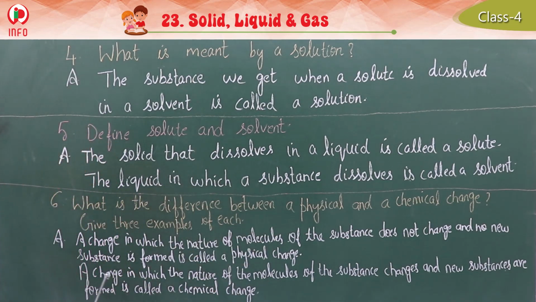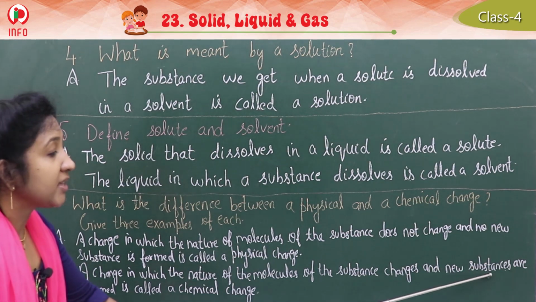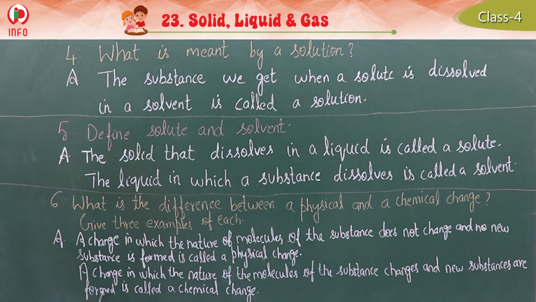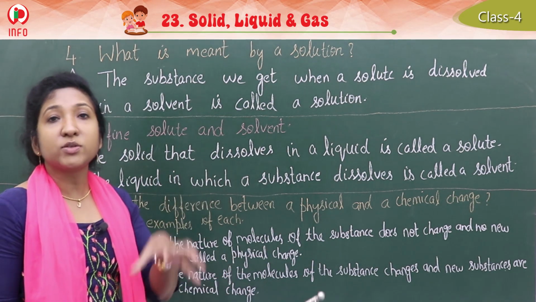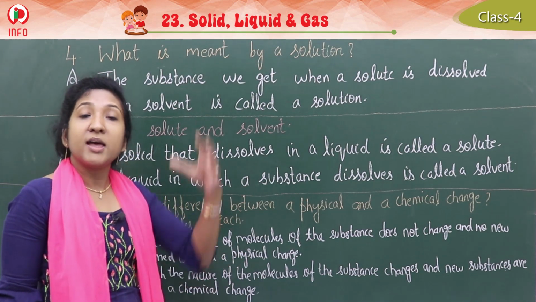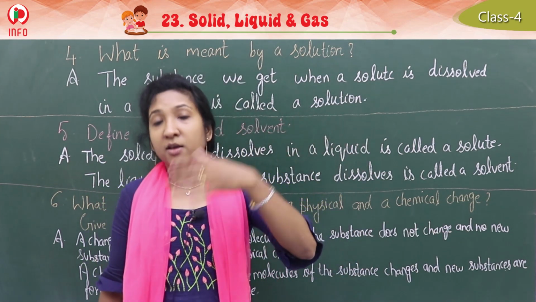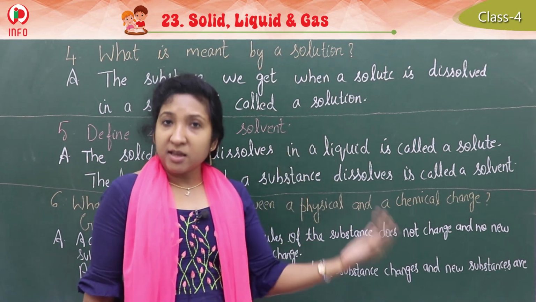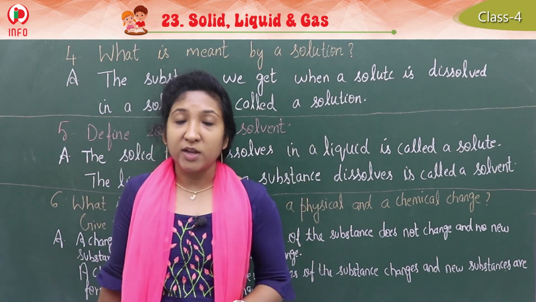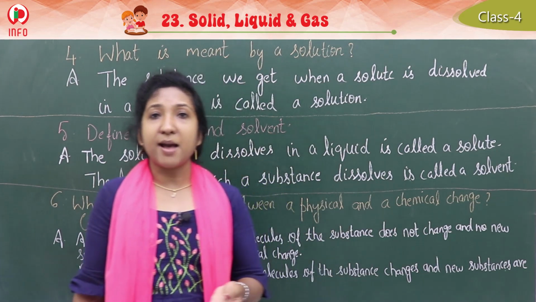Now chemical change, a change in which the nature of the molecules of the substance changes and new substances are formed is called a chemical change. Yes, nature of the molecules of substance change and new substances are formed. Example, you can refer to page number 116 in your course book. There in the column it is given the examples of both physical change and chemical change. You can refer to your course book and write. Here in chemical change example you can write as I said now. Burning of wood, baking of cake, rusting of iron. These are the 3 examples.